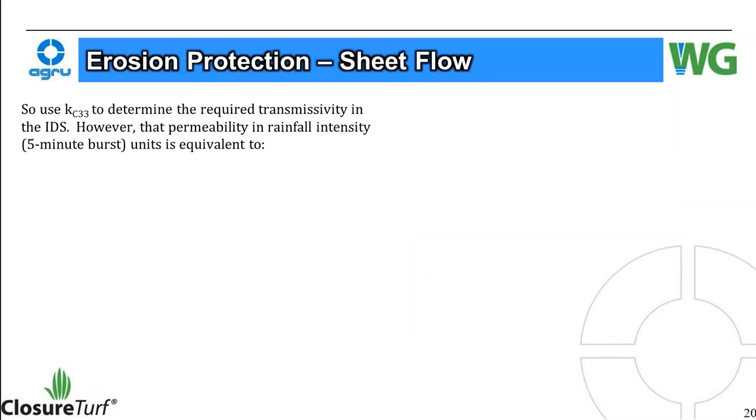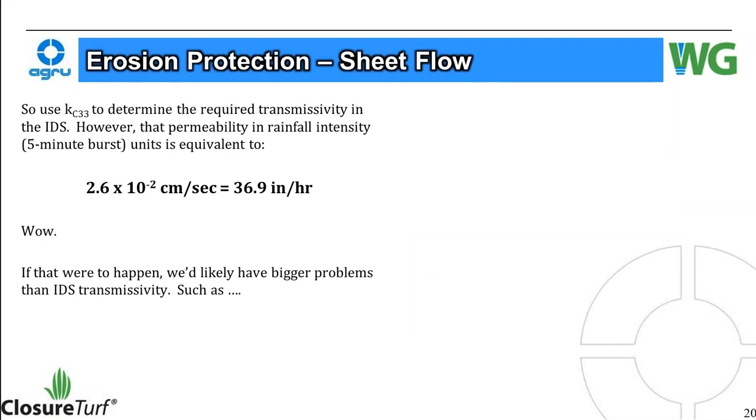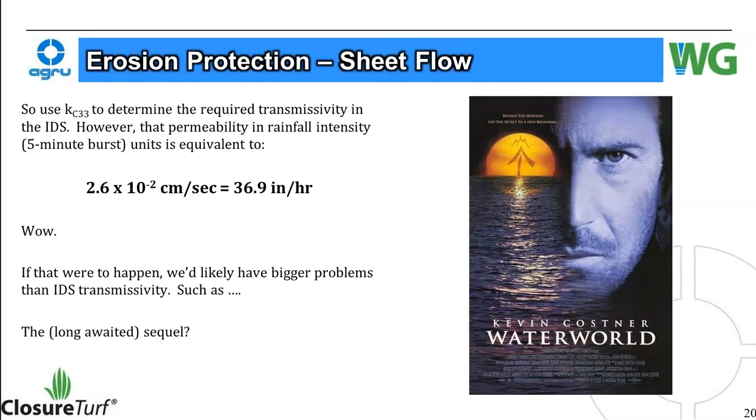However, that permeability in rainfall intensity units is that. I think if we have rainfall that intense, we're not going to be worried so much as to how a landfill final cover system is going to perform. We'll have bigger problems such as that. Yeah, well, that ain't happening, so not a problem. You aren't going to run into rainfall intensities like this.